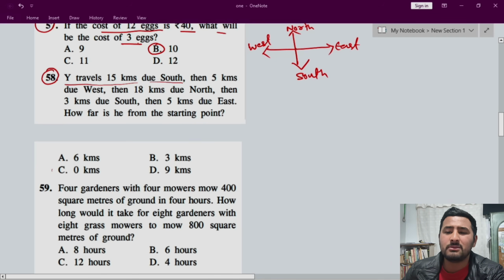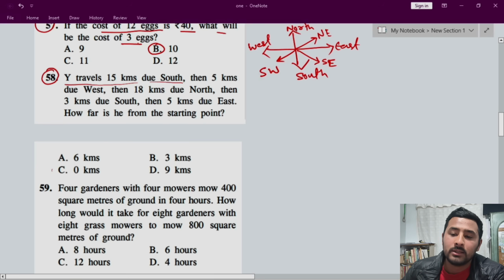And for some other questions, you might get this, which will be northeast, so we can write it as NE. This one is southeast, SE. This one is southwest, and this one will be northwest. Is it clear? So let's read the question. Y travels 15 kilometers due south. For this type of question, just read and start with the drawing.